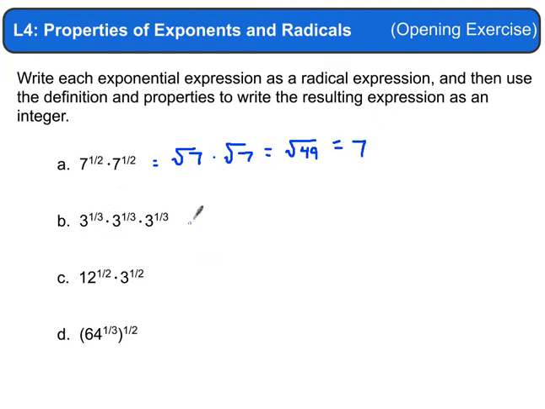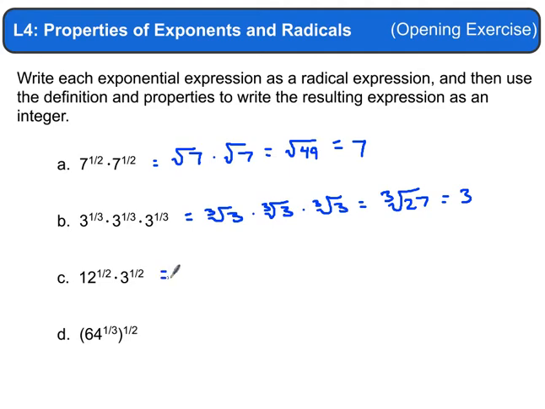So in letter B, they want us to do the same thing. So we write the cube root of 3 times the cube root of 3 times the cube root of 3. And so when we do that, 3 times 3 times 3 would be 27. So the cube root of 27, and then again we happen to get a 3. That's not going to happen every time, but that's been the pattern.